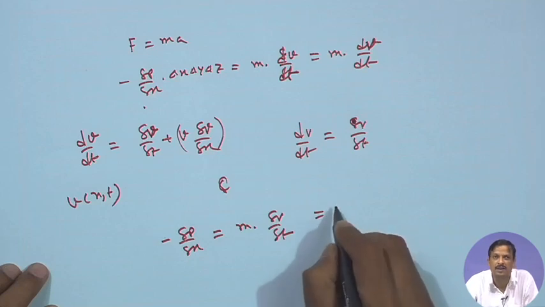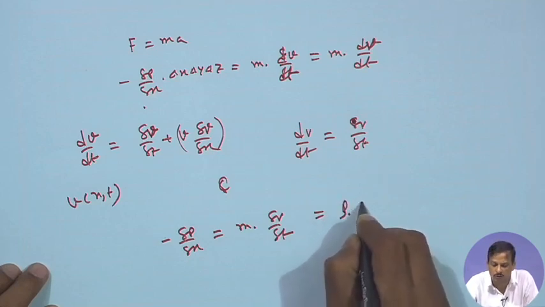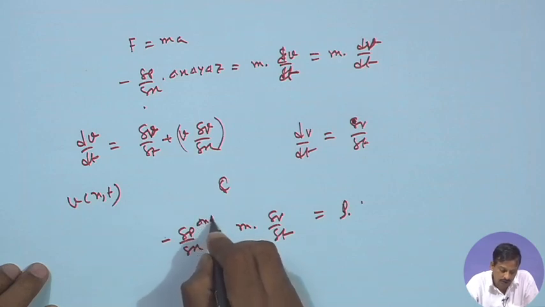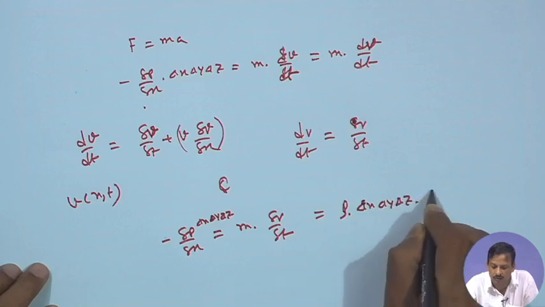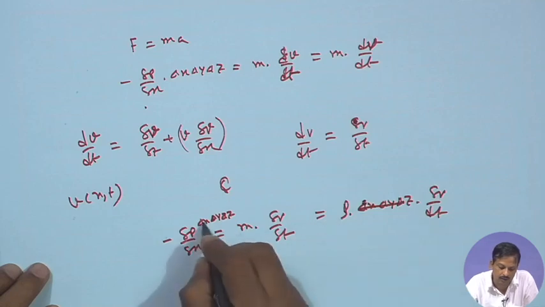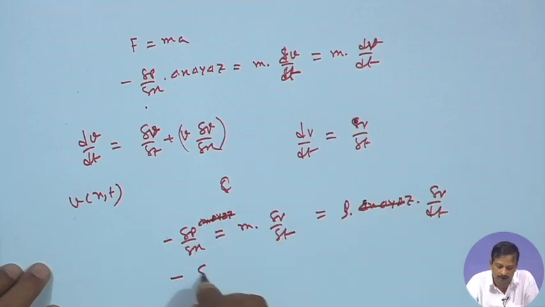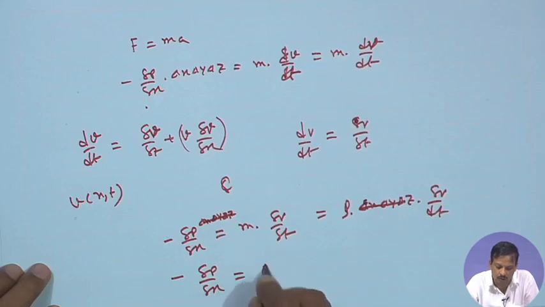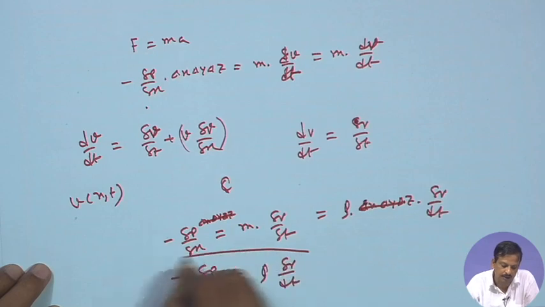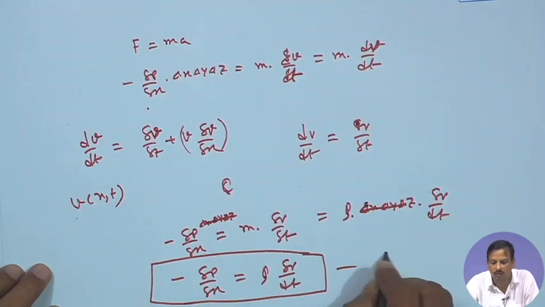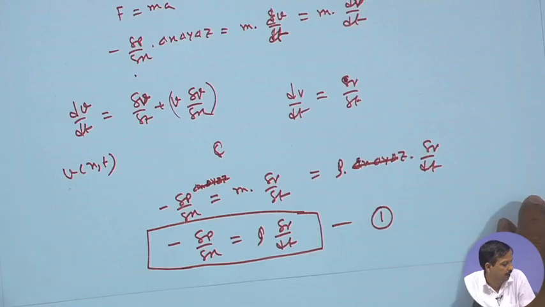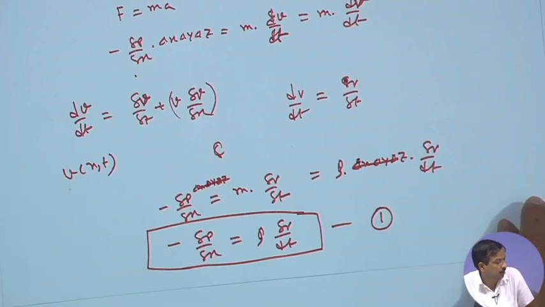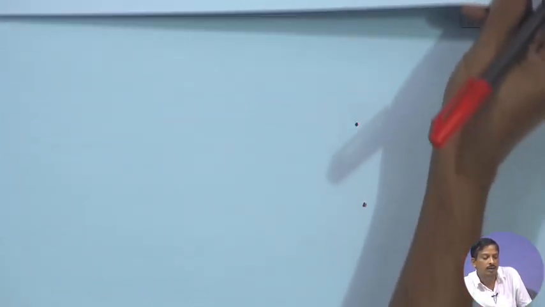What is m? m is nothing but density into volume, rho into volume. So rho volume means rho del x, del y, del z into del v by del t. This will cancel. So I can write minus del p by del x is equal to rho del v by del t. This is wave equation number 1: minus del p by del x is equal to rho into del v by del t. So, Newton's second law of motion.